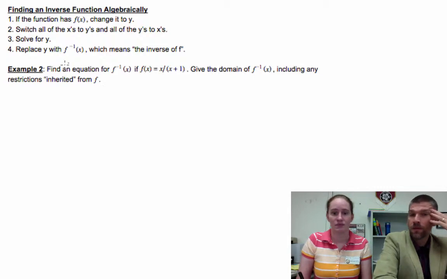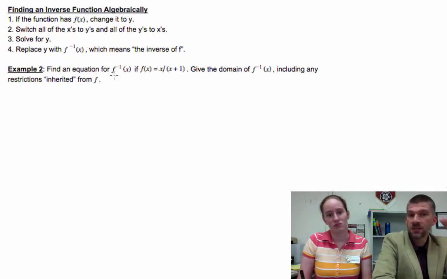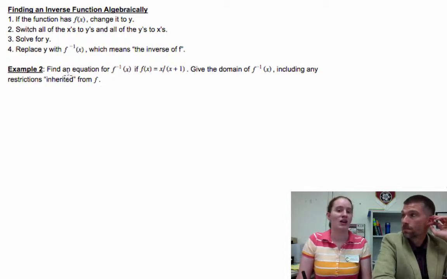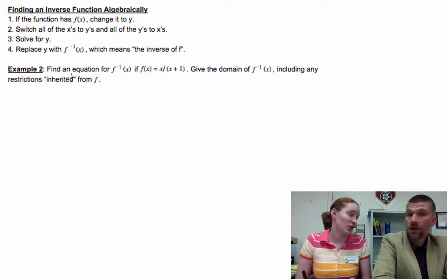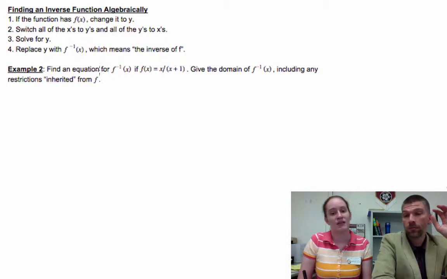It's not hard, but the teenage brain messes up these four very simple steps. I'm not sure why. Maybe because you really want to make inverses super hard, and they're not. The hardest part is sometimes the algebra gets a little tricky, I'll give you that part. But changing out x's and y's shouldn't be hard.